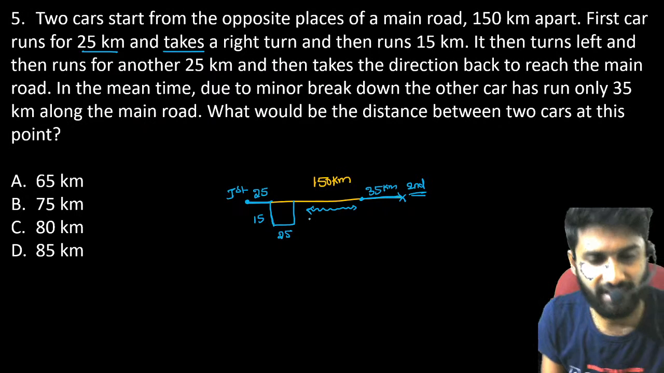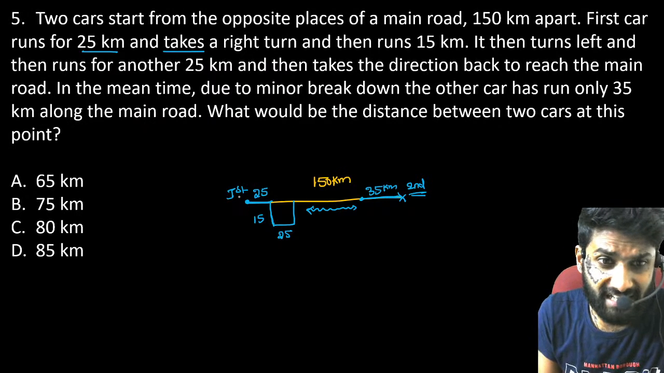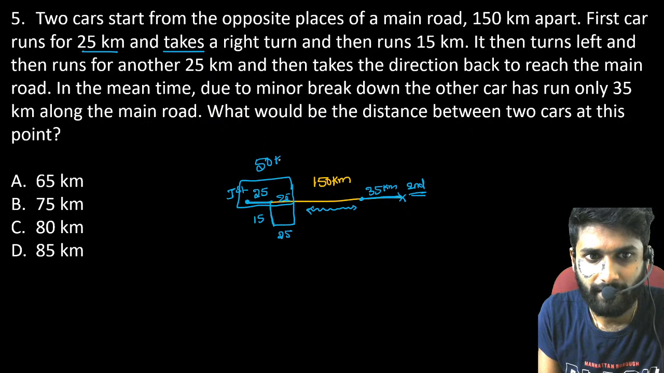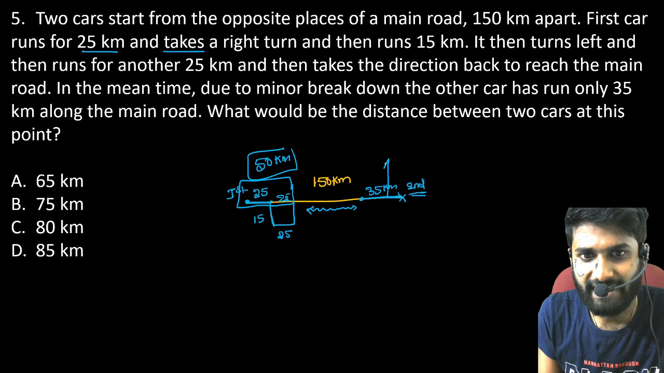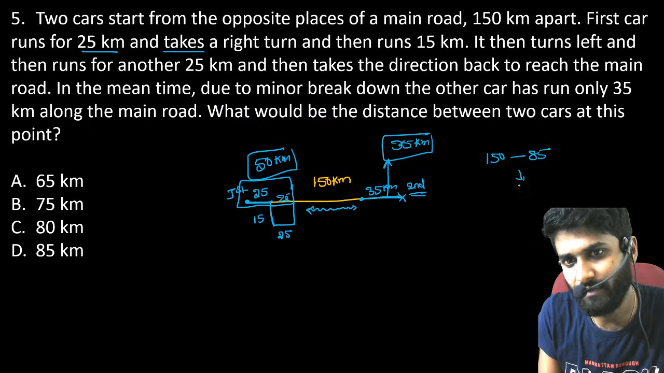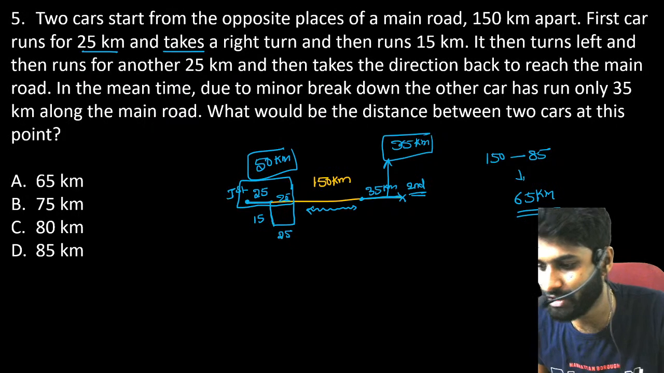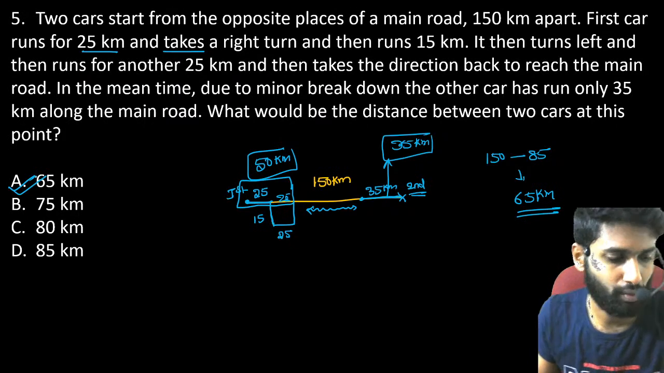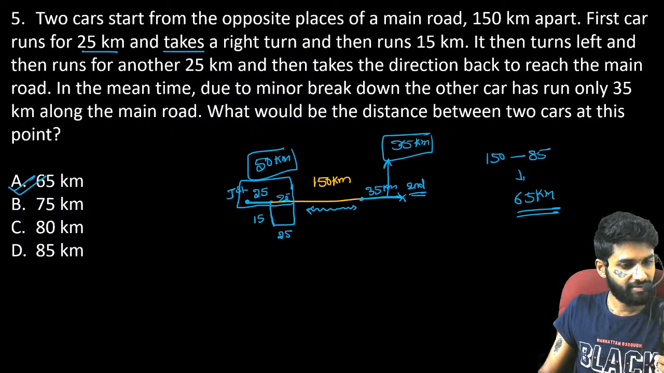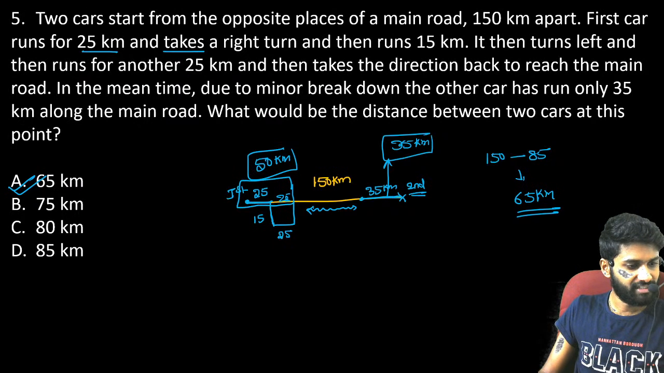See what I mentioned, guys. You just consider only the straight direction. From here to here 25, here to here 25. Now the first car covered 50 kilometers on the straight road, and the second car covered 35 kilometers. The distance between the two cars means 150 minus 85, which is exactly 65 kilometers. The distance between the two cars is exactly 65 kilometers. Very good.